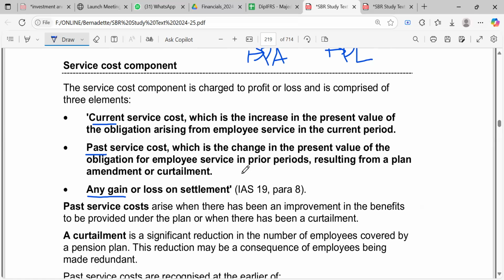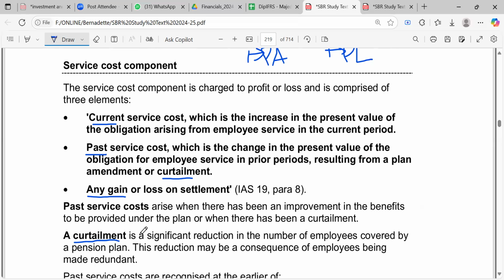When you are reading the exam, you should see something like this. Maybe the plan was amended and maybe the cost was this. So you say, okay, this is the past service cost. Or probably you have been told it could be a curtailment, right? Maybe it's a curtailment. You know what the curtailment is? Let's read the curtailment here. When you curtail, it is like you reduce something, you reduce the scope of something to a certain extent, right?